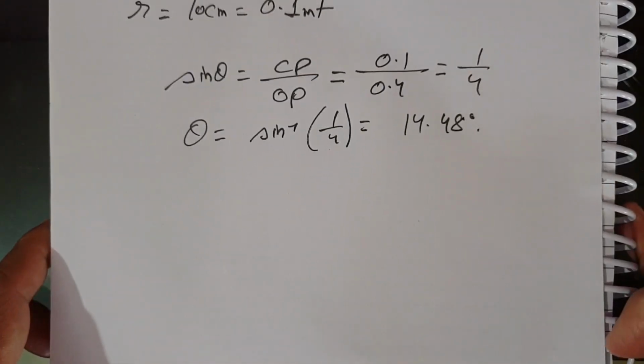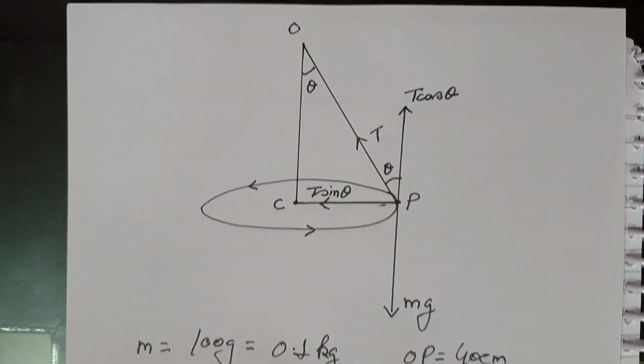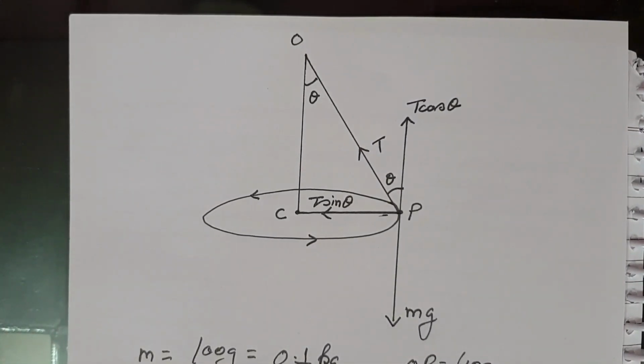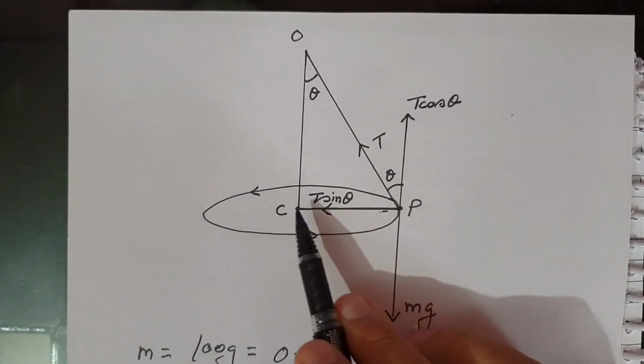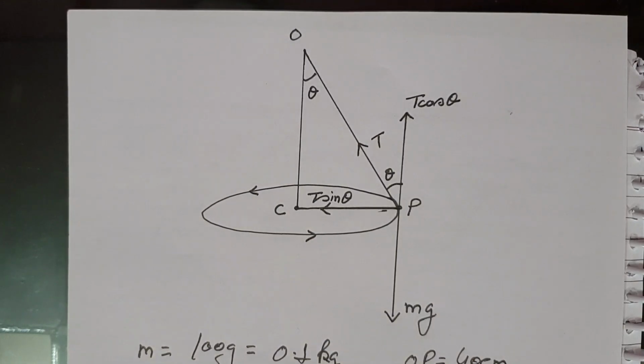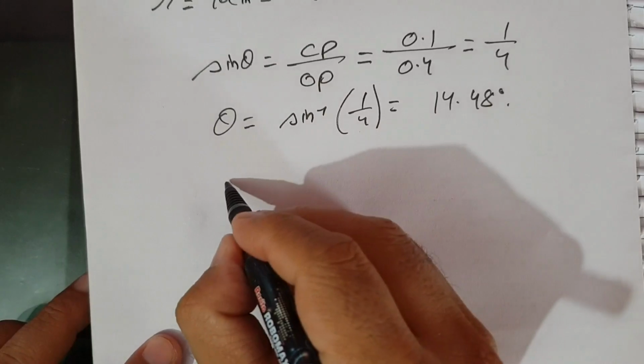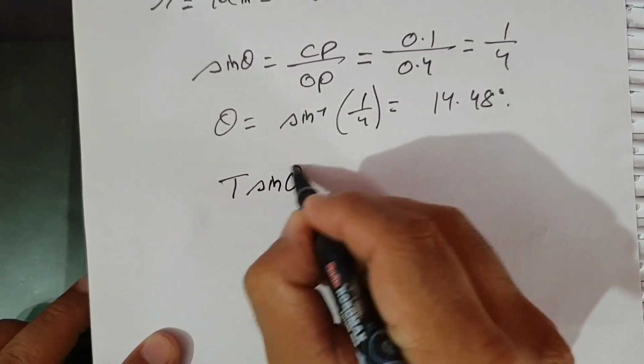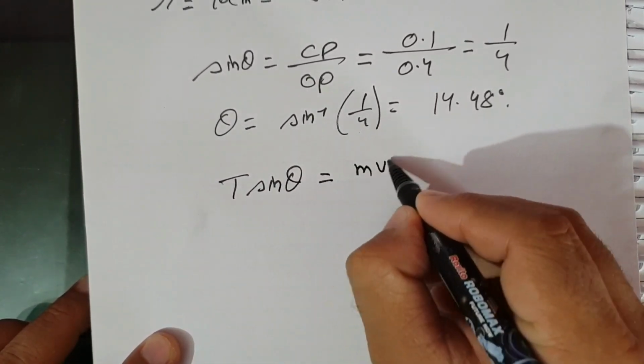Now, again let T be the tension in the string, which can be resolved. We have already resolved it into two rectangular components. As you can see, T cos theta acts vertically and balances the weight. T sin theta acts along PC, which provides the necessary centripetal force. So we can write T sin theta equals m v square by r.